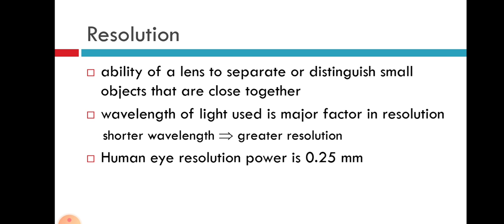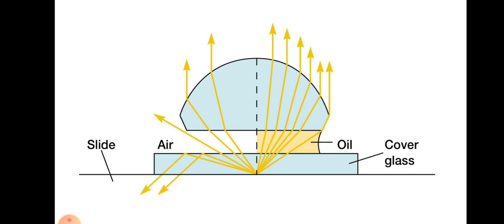The wavelength of light used is a major factor in determining the resolution power. Shorter wavelength produces greater resolution. A naked human eye's resolution power is around 0.25 millimeters. The resolution power of a microscope can be enhanced by using oil immersion. Here in the picture, you can see how without oil, the light is distracted, producing a longer wavelength. In the presence of oil, the wavelength is shortened and the resolution power is enhanced in this fashion.